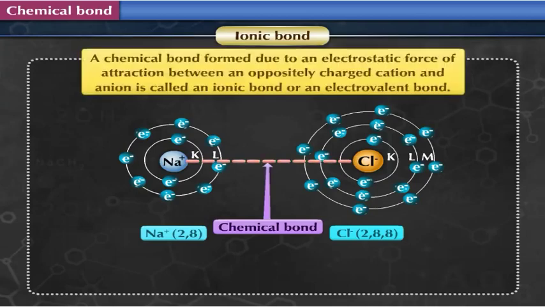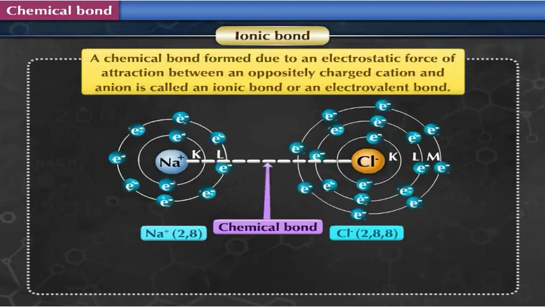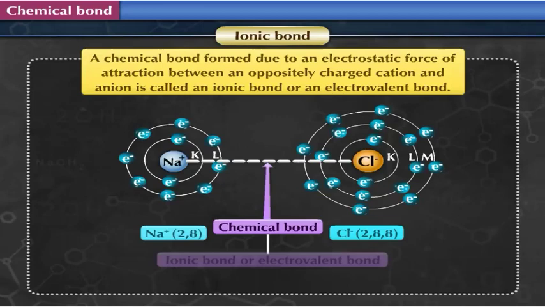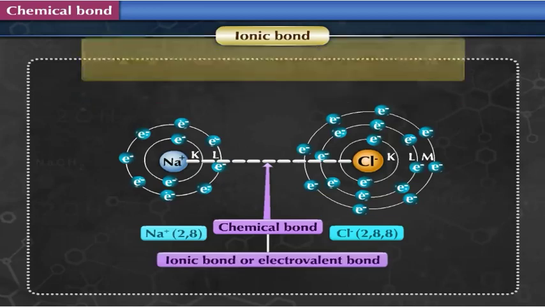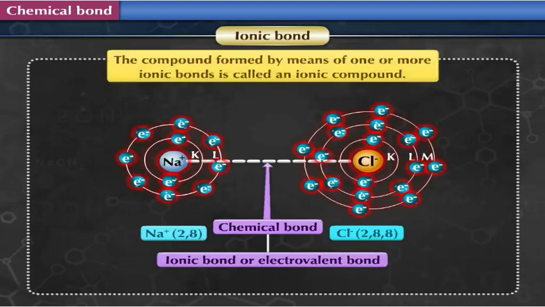Such a chemical bond formed due to an electrostatic force of attraction between an oppositely charged cation and an anion is called an ionic bond or an electrovalent bond. The compound formed by means of one or more ionic bonds is called an ionic compound.